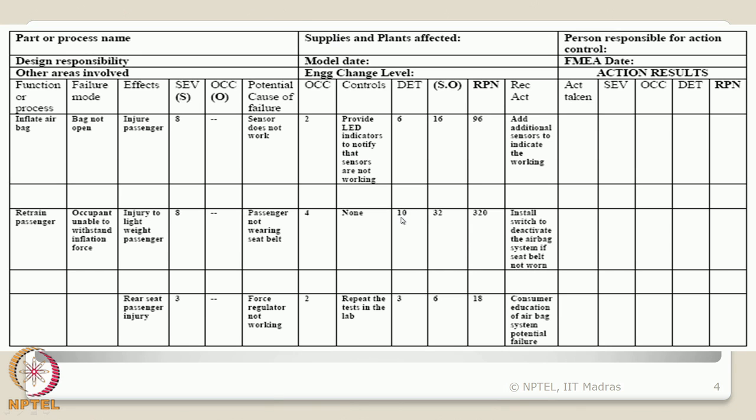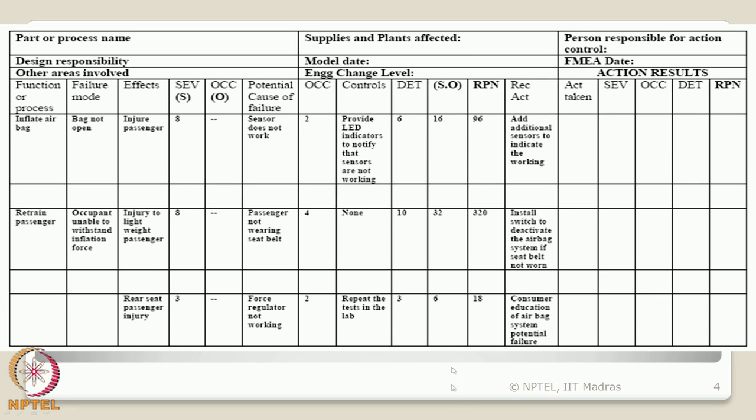For sure, it cannot be detected at all, because nobody knows whether he is wearing a seat belt or not, or nobody has control over whether the infant is sitting in the front seat. Therefore, detectability for sure cannot be done. Therefore, it is a scale of 10. So, now if you look at severity and occurrence, 8 and 4, 32. Severity, occurrence and detection, risk priority number 320, which is fairly high relative to inflation of an airbag.